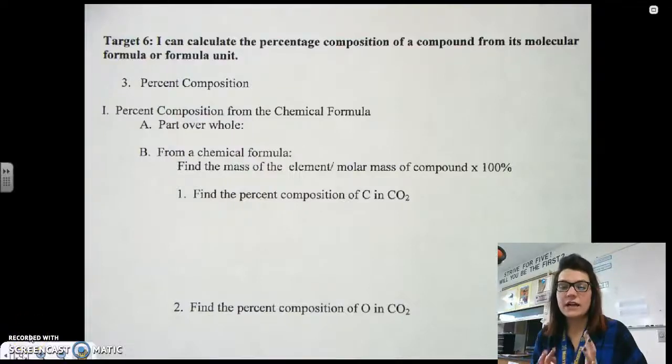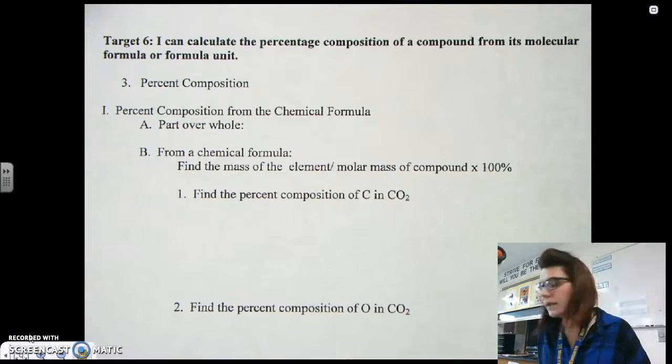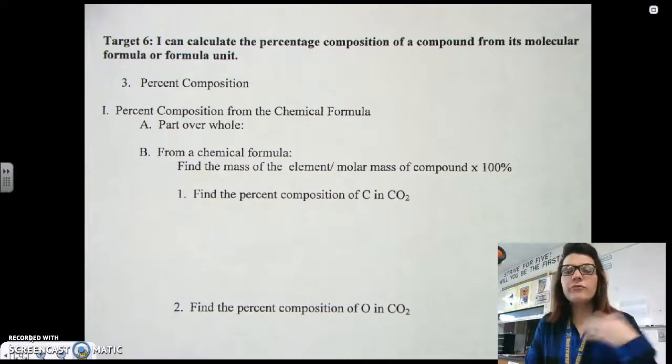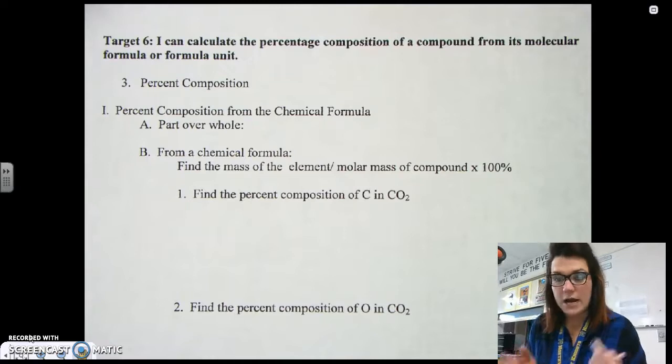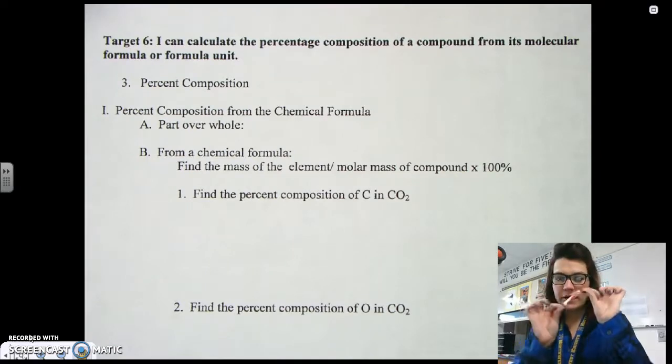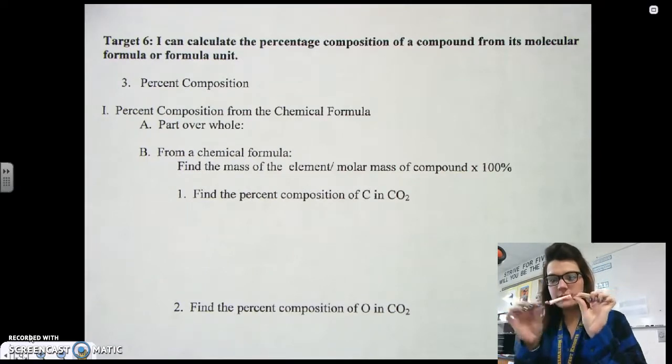Okay, today's lecture is going to be on percent composition, specifically for a molecular compound. Now before I start, I want to just ask you a question. Right here in my hand, I have Smarties, okay?